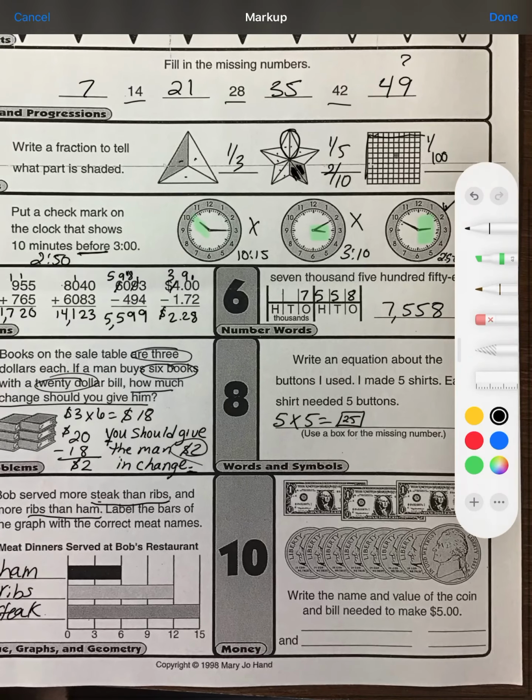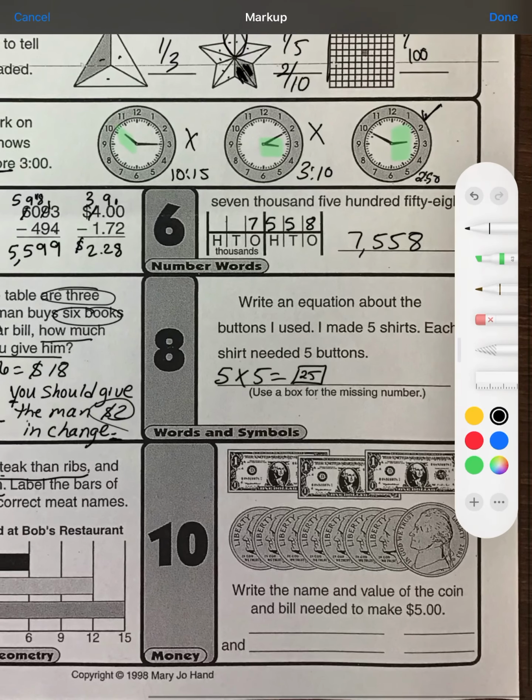Okay, 10, money. Write the name and value of the coin and bill needed to make $5. Well, first we have to count up how much we have. We have $1, $2, $3, 10, 20, 30, 40, 50, 60, 70, 75. So we have $3.75, and we want to get to $5. So just like when you're counting change back here, you're going to count up to 5. So you start at $3.75.